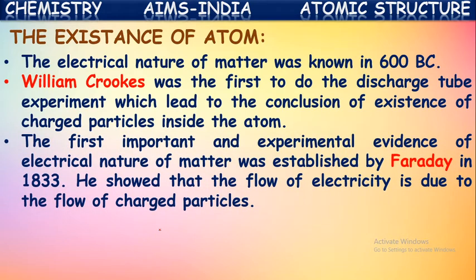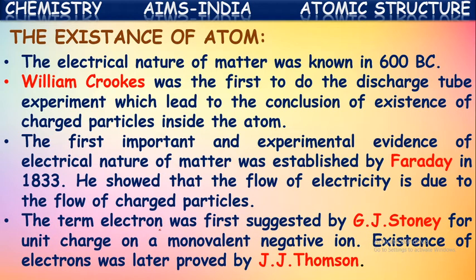The first important experimental evidence of the electrical nature of matter was established by Michael Faraday in 1833. So the electrical nature of matter was established for the first time by Michael Faraday in around 1833. He proved the electrical nature of matter. He showed that the flow of electricity through matter is due to the flow of charged particles through the matter. He identified that this flow of electricity through the matter is because of the flow of charged particles inside the matter. So this also proves the existence of charged particles inside the atom. So this was done by Michael Faraday.